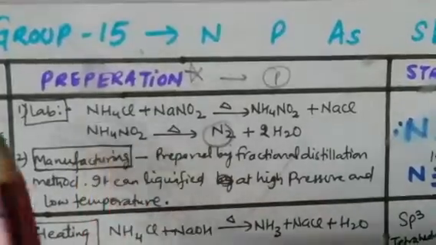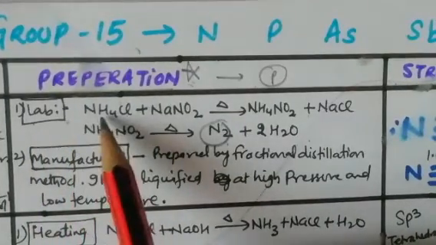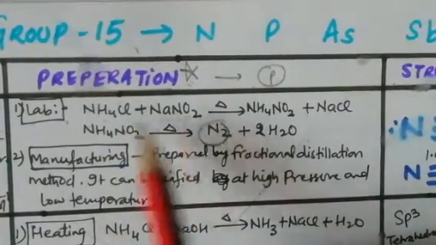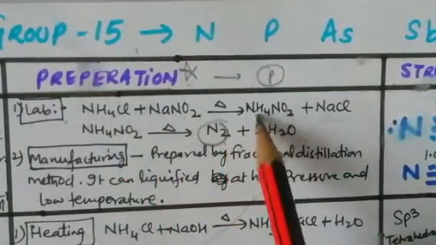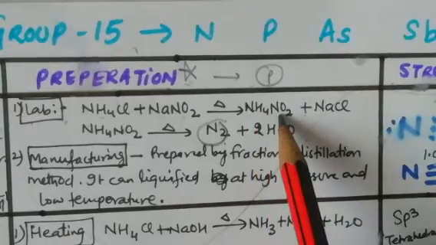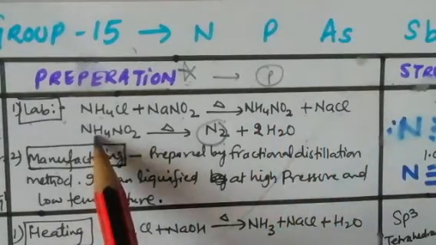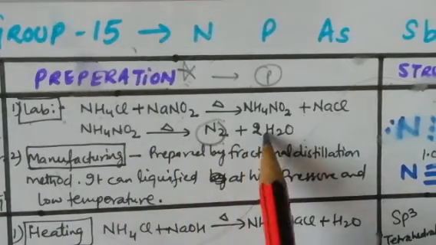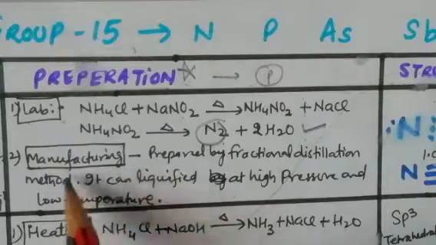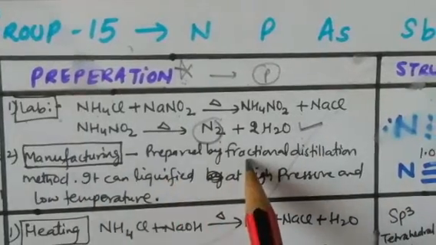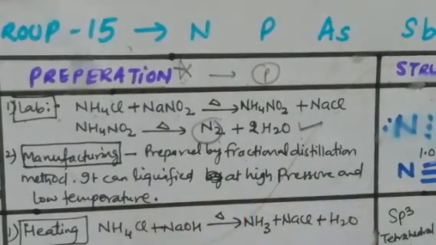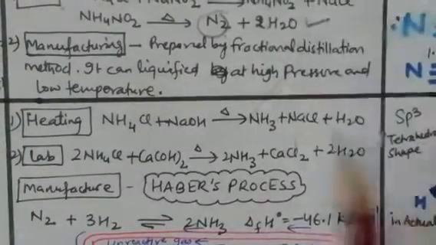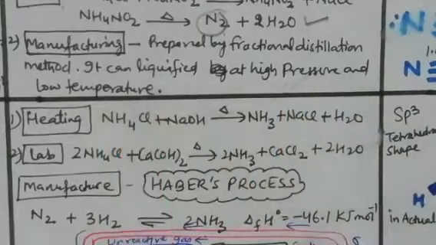If we prepare N2 in the lab, it can be prepared by reacting ammonium chloride with sodium nitrite. When it reacts after heating, we will get ammonium nitrite with NaCl. So the ammonium nitrite will be heated further, and we will get N2 and 2H2O. In this way we will get N2. If we talk about manufacturing, it is prepared by fractional distillation. Very simple, because fractional distillation is the process which can separate miscible gases at high pressure and low temperature.